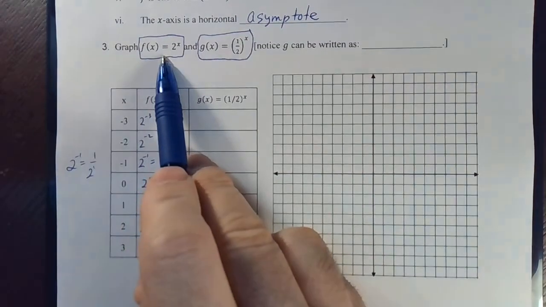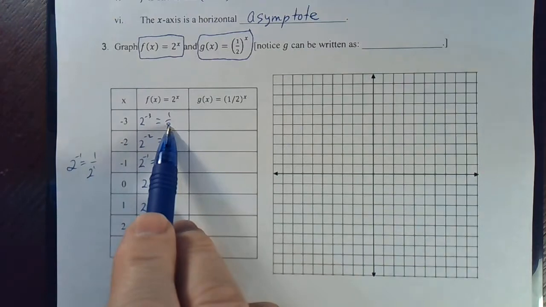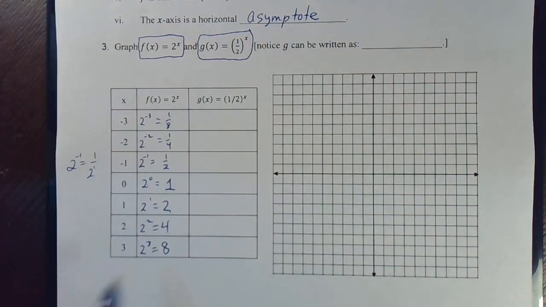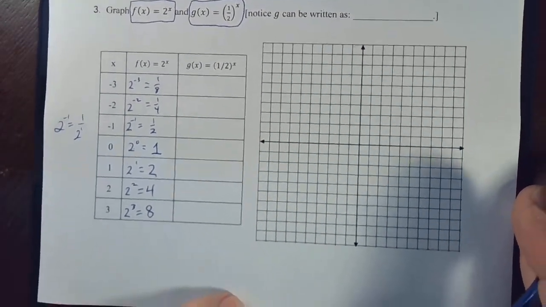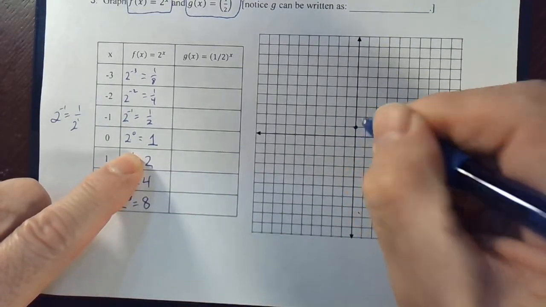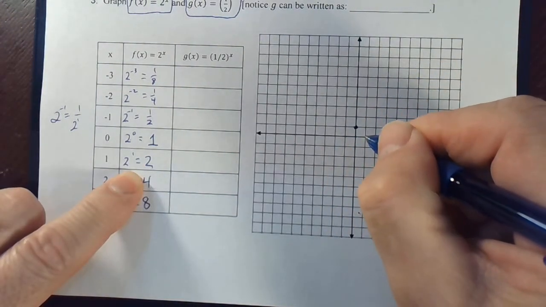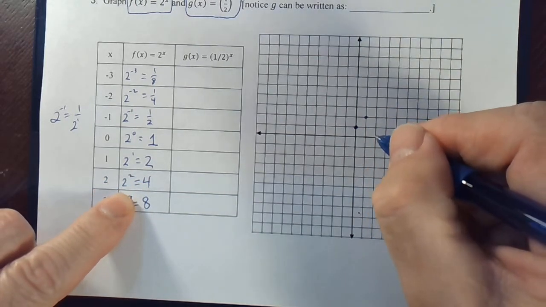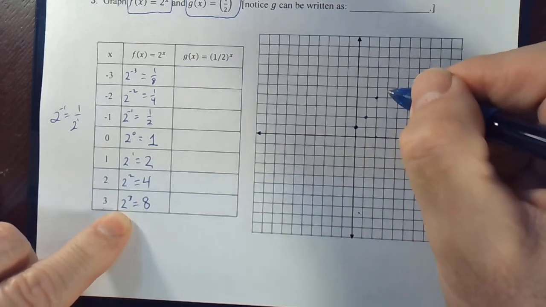Okay, so for this function, f of x, we now have 8 ordered pairs to plot. -3, 1/8. -2, 1/4, all the way down to 3, 8. And let's go ahead and graph that. Then we'll deal with the function g. Well, I'm going to start here at 2 to the 0 is a 1. And I'm going to go 2 to the 1. So if x is a 1, we go up to 2. If x is a 2, we go up to 4. If x is a 3, we go up to 8.